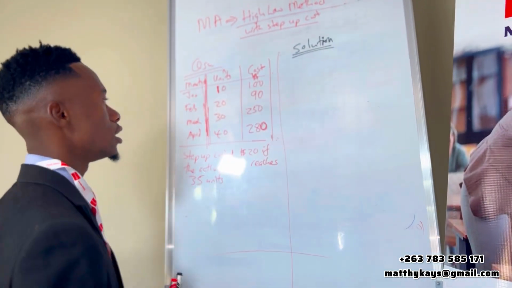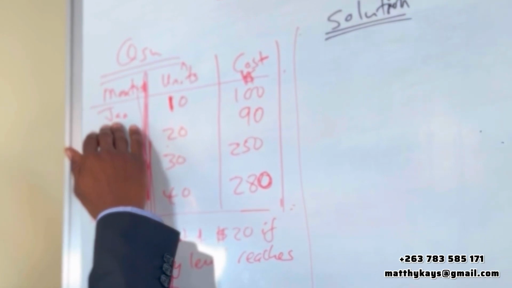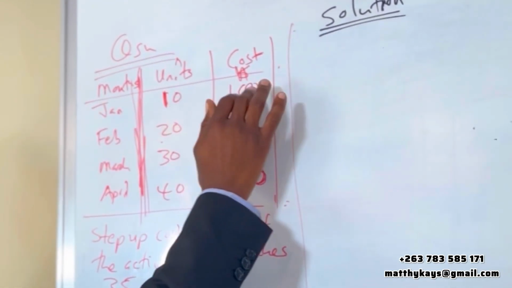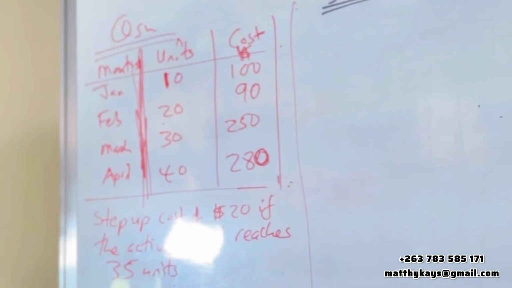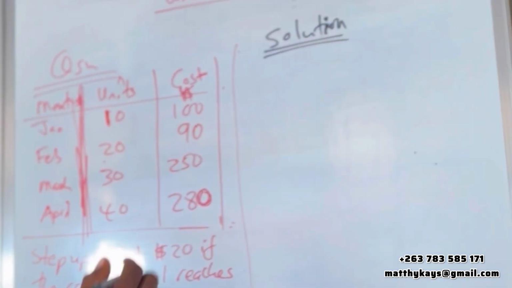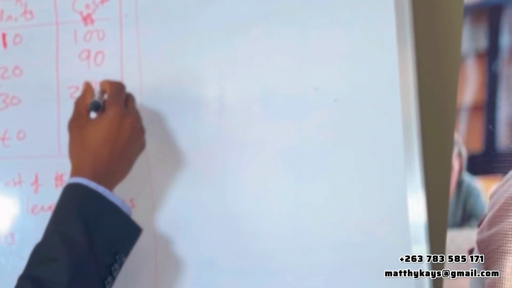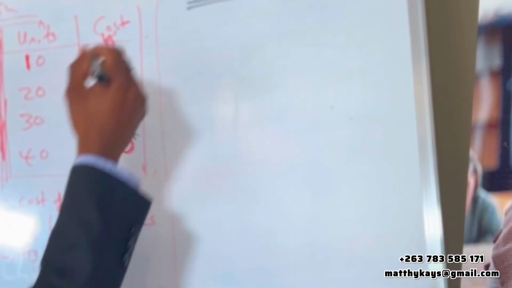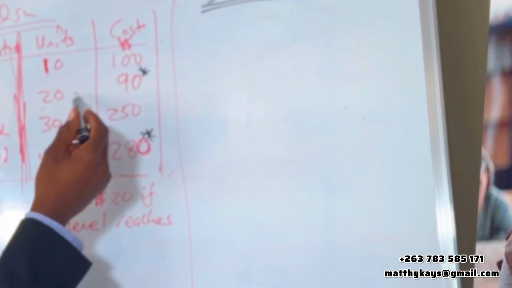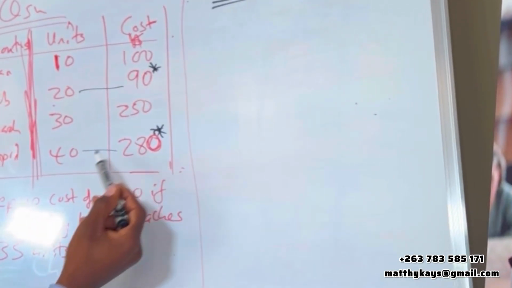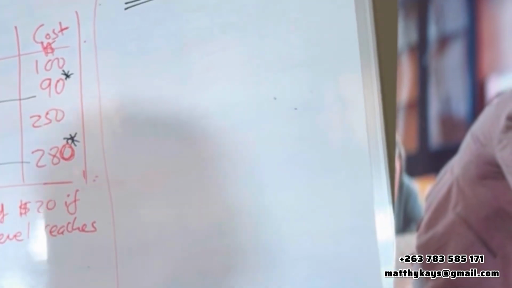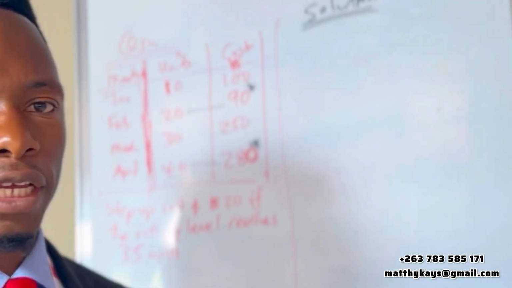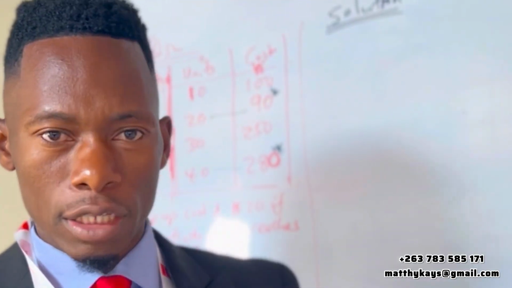For example, if you look at this question, they say in the month of January they produced 10 units and they incurred $100. Someone who doesn't know what I'm talking about will say the highest cost is 280 and the lowest cost is 90. Then at the end, you are taking 20 units and 40 units, which is wrong. The focus is not on the cost. When you're doing the high-low method, we are saying, show us where you produced the most units versus the lowest units.